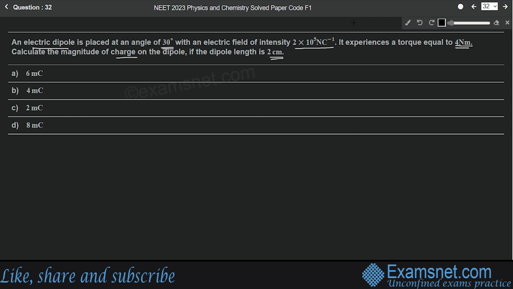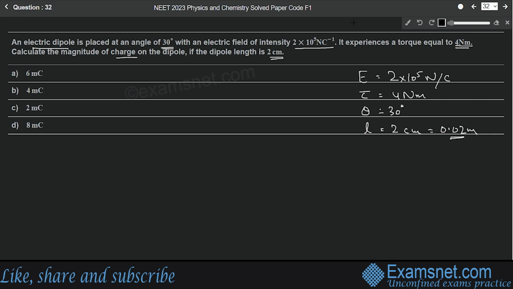Okay, so what is given here? Electric field intensity is given as 2 into 10 to the power 5 Newton per coulomb, right? Torque is given as 4 Newton meter. The angle theta is given as 30 degree and the dipole length, that is L, is given as 2 centimeter, which can be written as 0.02 meter, okay, in SI unit.